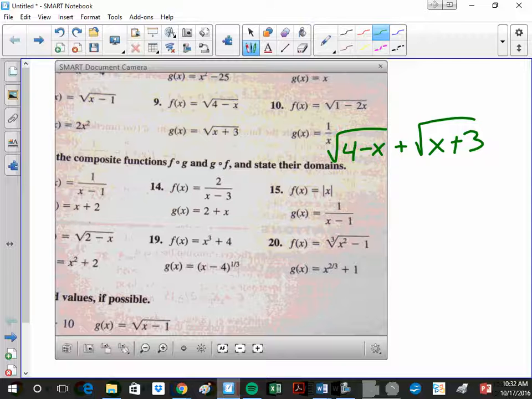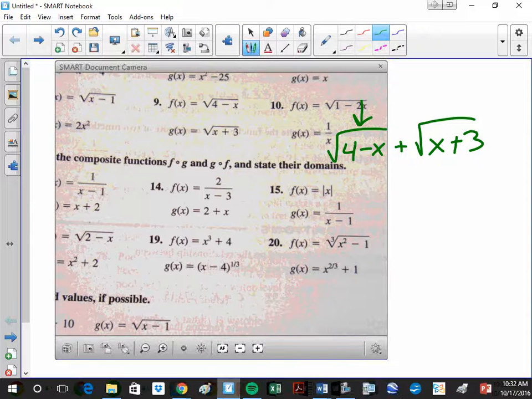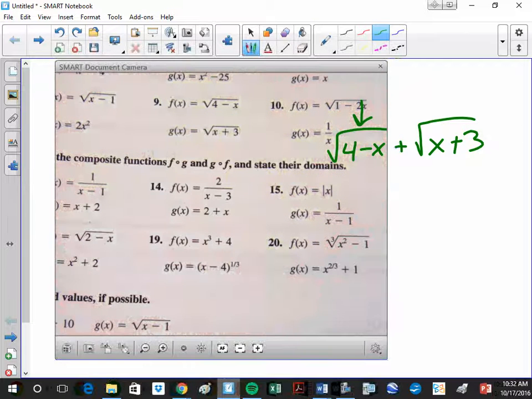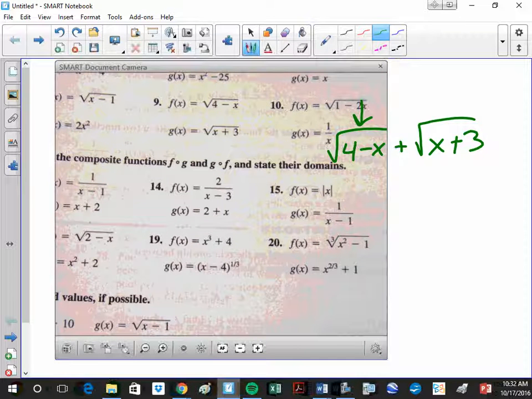What are the restrictions here? Well, just think about it. What numbers can you not plug in? So, negative 10, is that okay? 4 minus negative 10. That's 14. Can you square root 14? Yes, that's not a problem. What numbers do create problems? So 2, positive 2. Is that a problem? 4 minus 2. Nope. Anything bigger than positive 4.